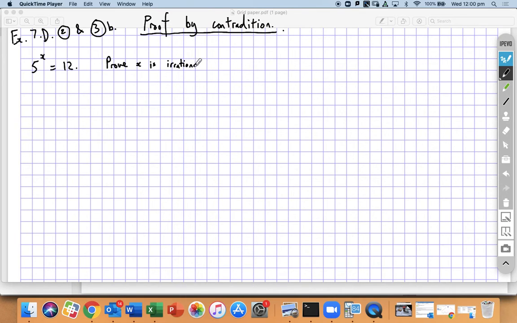Irrational. Okay. There's a worked example on page 217, and it's going to be the same method. There's exactly 3 questions, and you'll do the same method on all of them. So that's question 2, 3A, and 3B. So let's use that method.